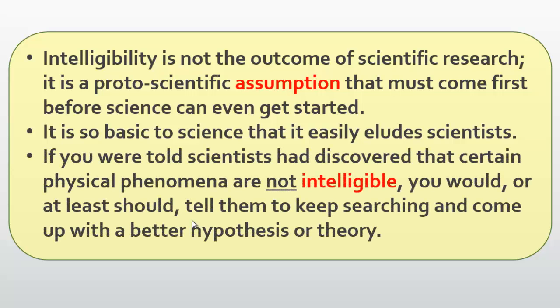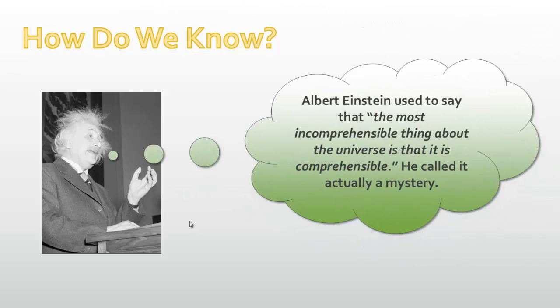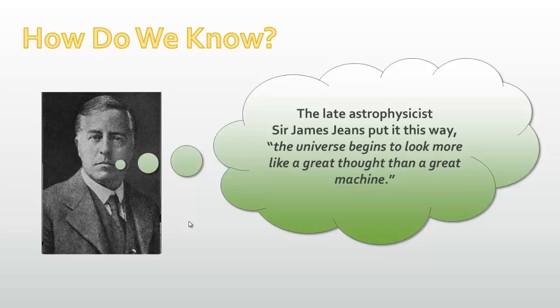If you were told that scientists had discovered that some things are not intelligible, I think you should tell them to keep searching for a better hypothesis or theory. Intelligibility is basic to our understanding of the world. Einstein put it very well: the most incomprehensible thing about the universe is that it's comprehensible. And the late astrophysicist Sir James Jeans said the universe begins to look more like a great thought than a great machine.